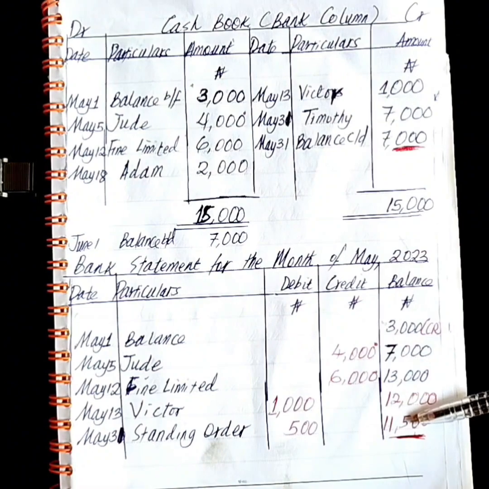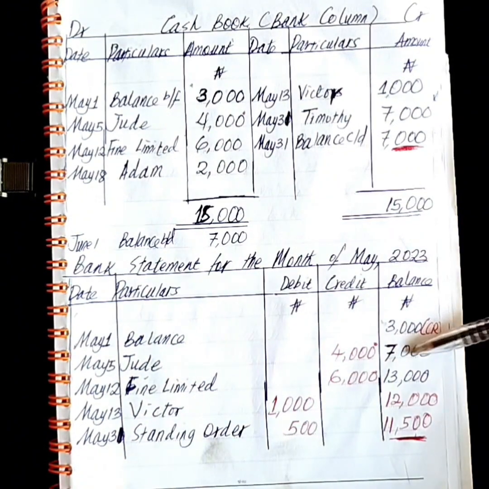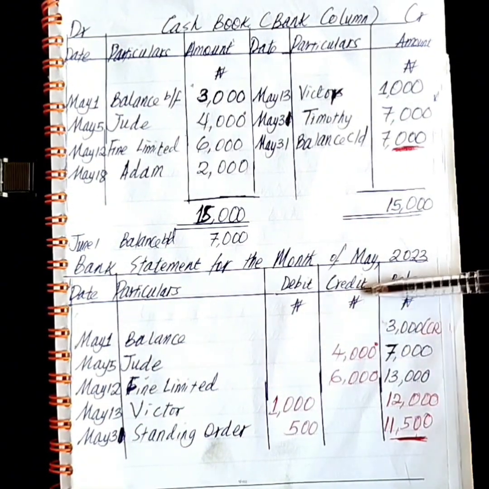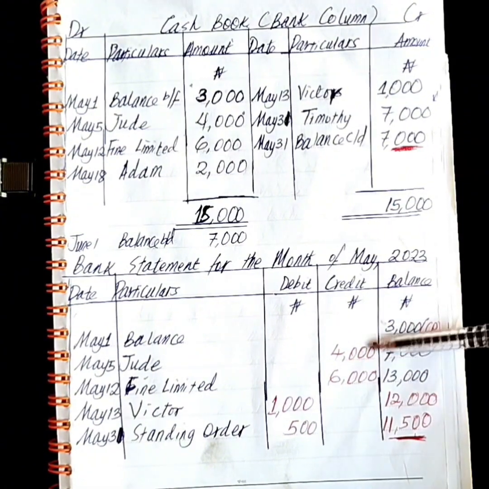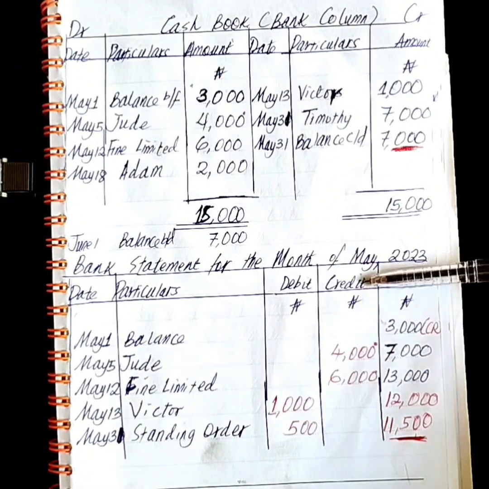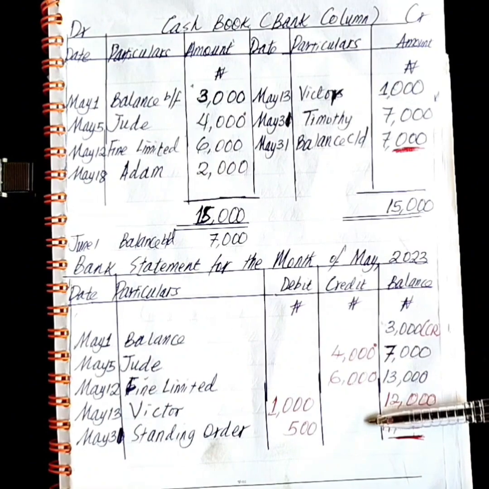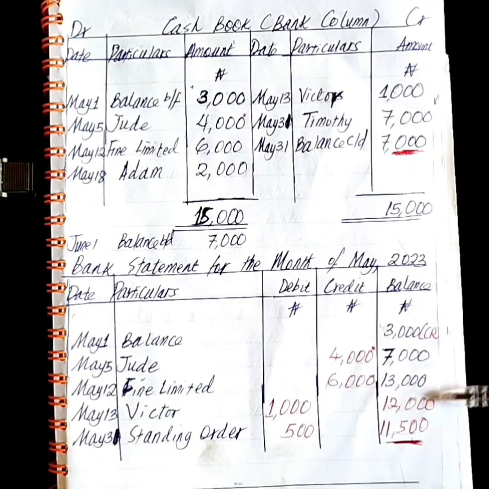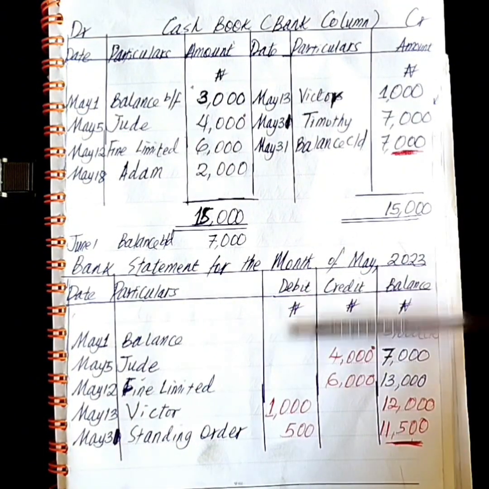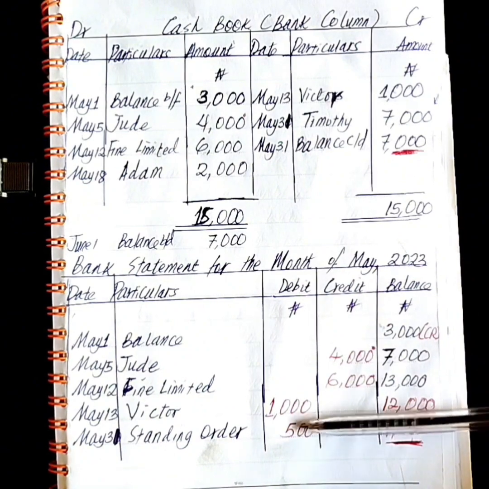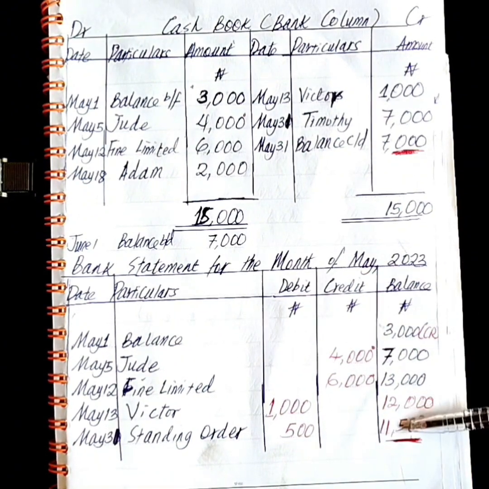I would also like you to note something. Look at this. This is your bank statement for the month of May. You would have noticed that whenever an entry is made to the credit side of the bank statement, your balance increases. And whenever an entry is made to the debit side of your bank statement, your balance does what? Your balance decreases.